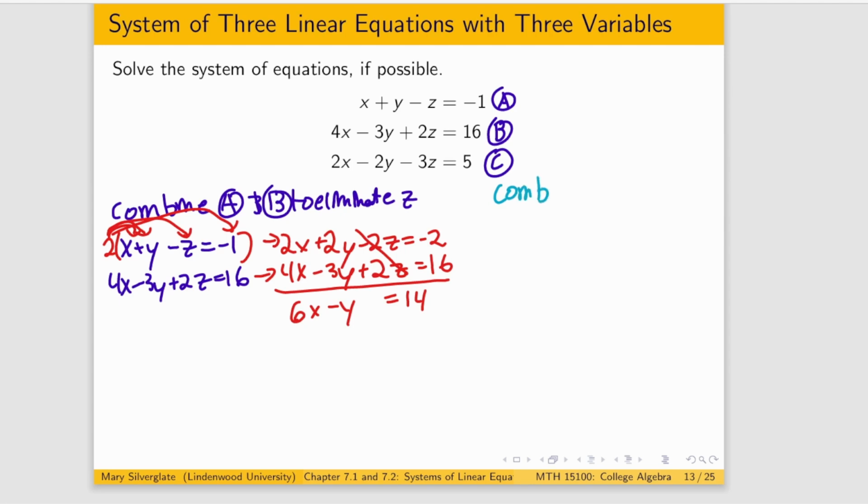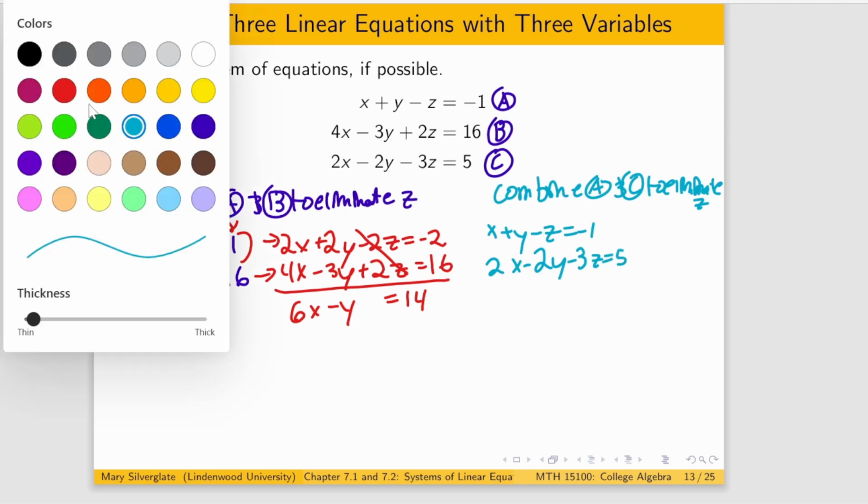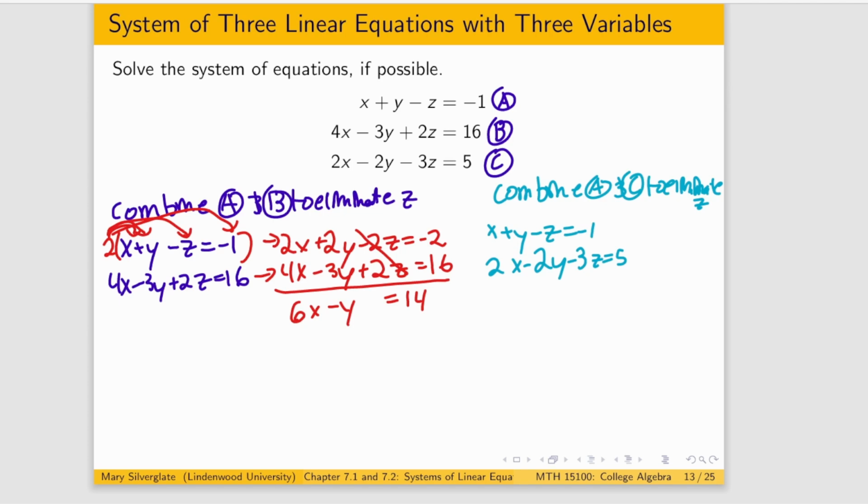So now I'm going to combine a and c to eliminate z. You have to use each equation at least once, and there will be one equation, in this case equation a, that's used twice. So we have x plus y minus z is negative 1, and for c we have 2x minus 2y minus 3z is 5. So to eliminate z this time, I'm going to multiply the first equation by a negative 3, because you remember you want to be able to add them up and make that cancel out, so I need to change the sign on that z as well.